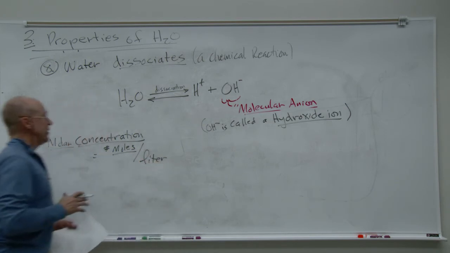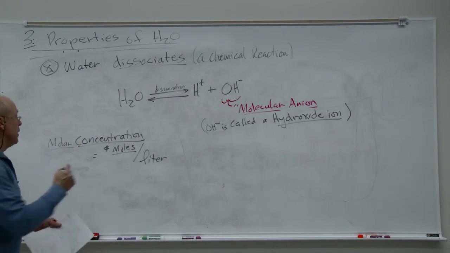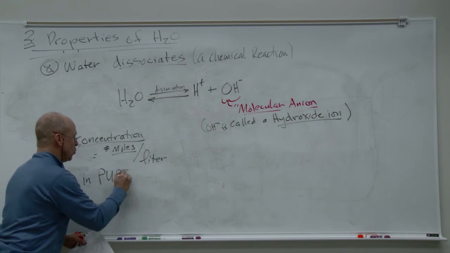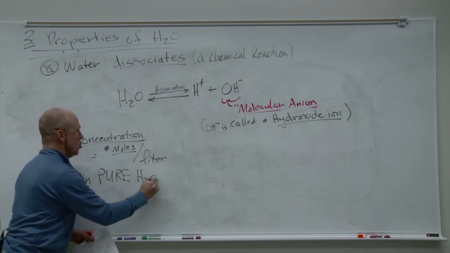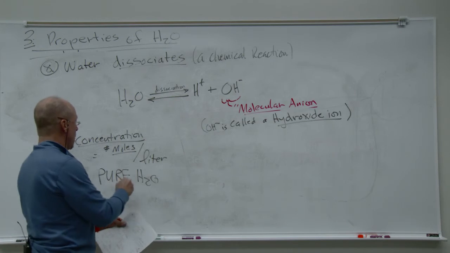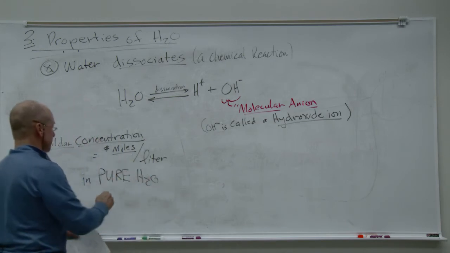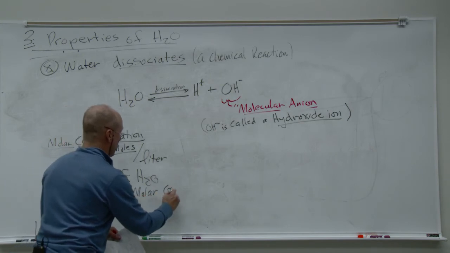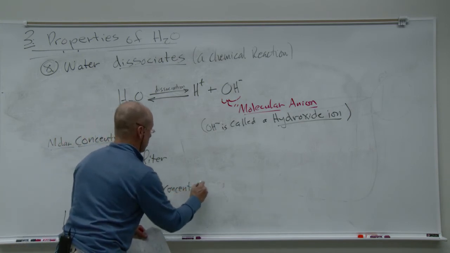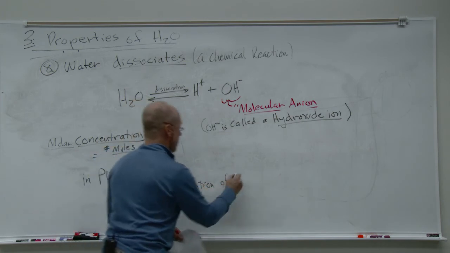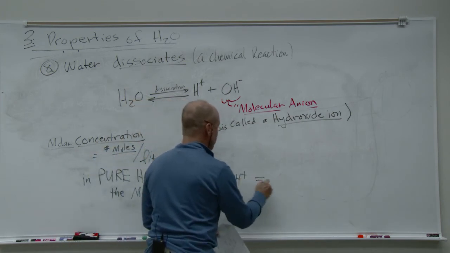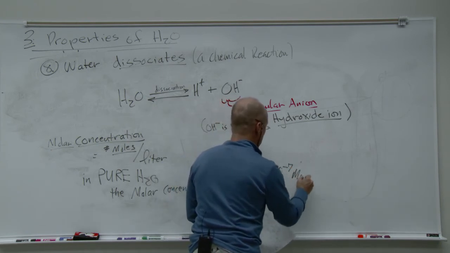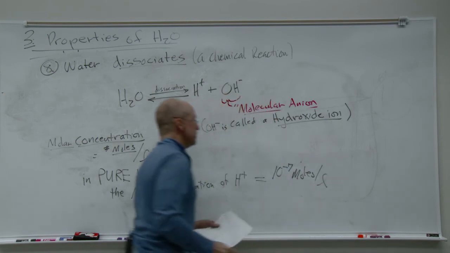And I'll go ahead and write liter out. Number of moles per liter. In pure water, the purest water that we can get, in pure H2O, the molar concentration of H+ is equal to 10 to the minus 7th moles per liter.